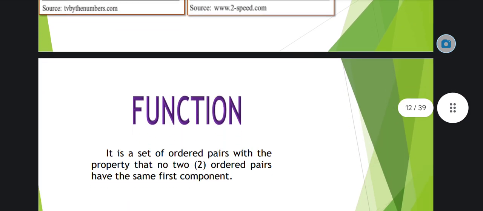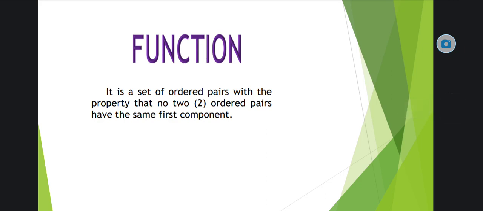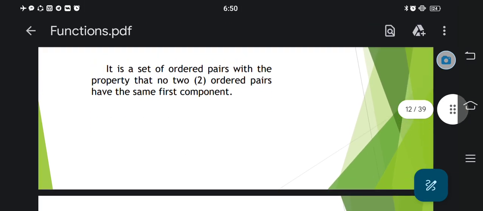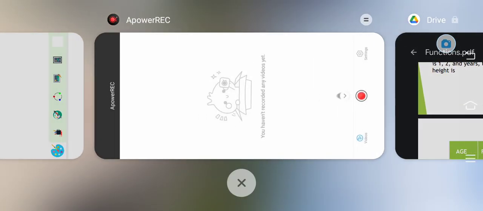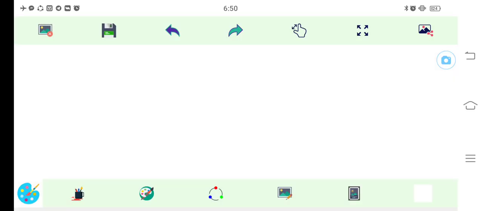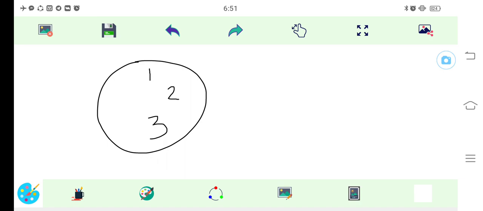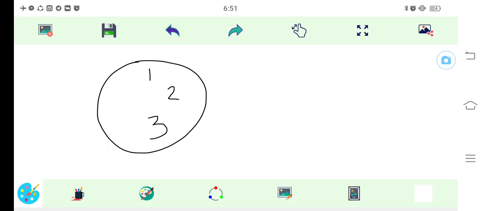So, we have also here another example. So, again, no two ordered pairs have the same first component. It cannot be repeated, class. Okay, I'll give you an example. Okay, let's have here 1, 2, 3.